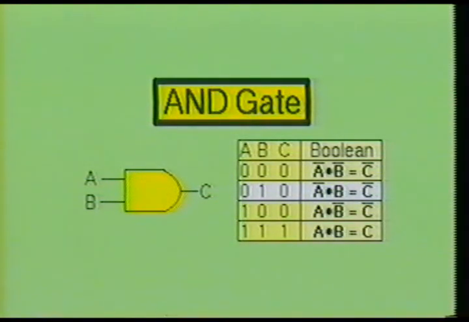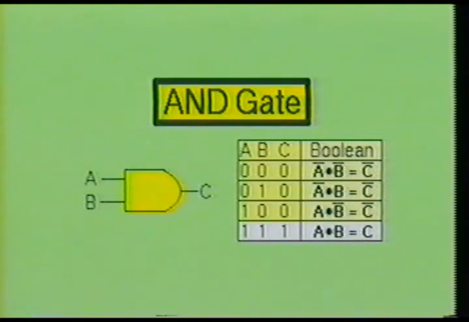In the next function of the truth table, input A is low, input B is high, and output C is low. In Boolean terms, this is written as not A and B equal not C. The third function of the truth table shows a high at input A, a low at input B, and a low at output C. In the Boolean system, this is stated as A and not B equals not C.